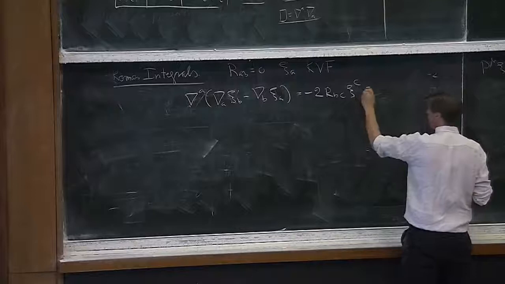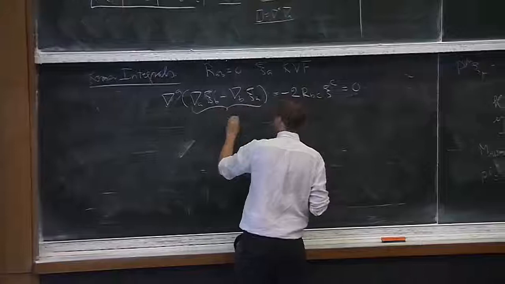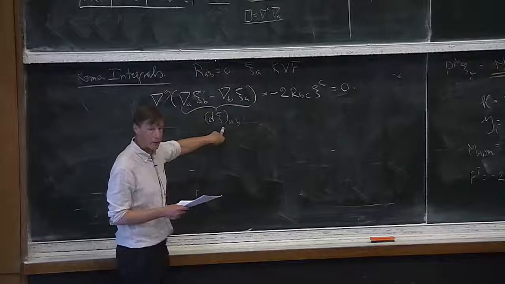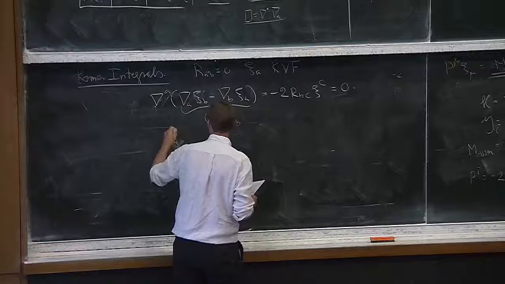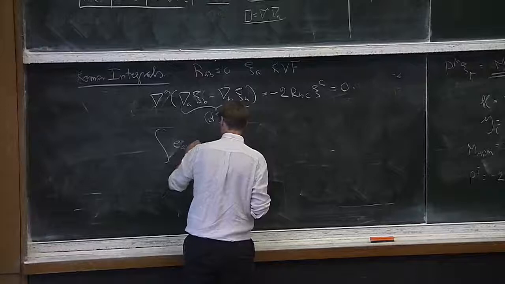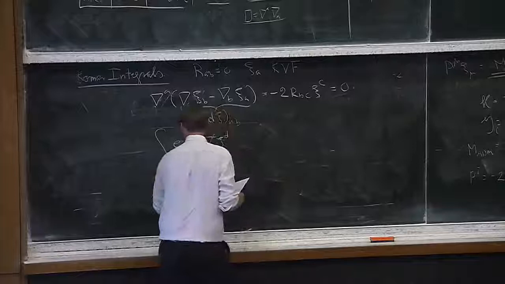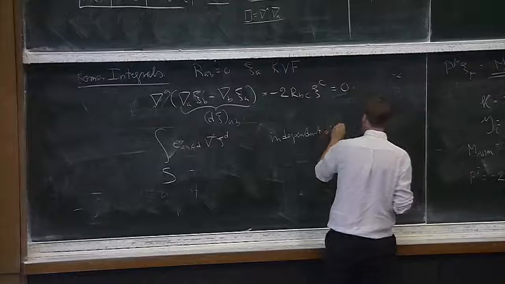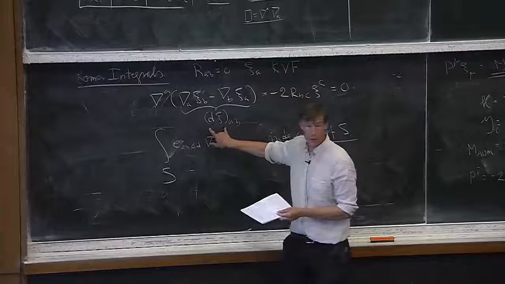And so this is d psi_AB. This means that if we dualize d psi, that's a closed form. So d of this integral like that. We integrate this over any two surface. This is independent of the two surface. This is because the dual of this two form is closed.